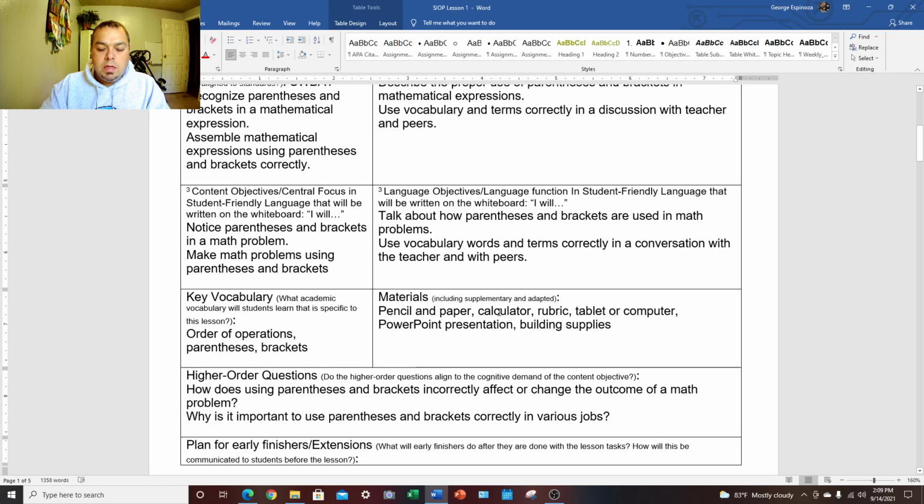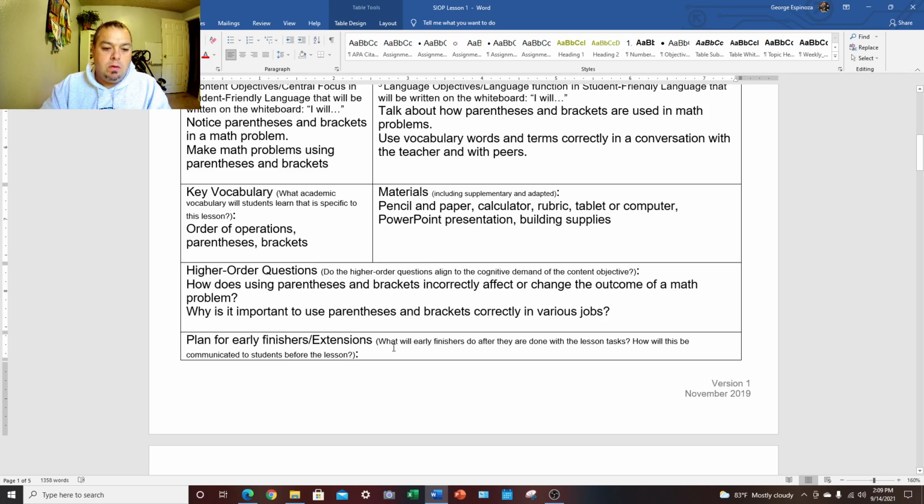But also, using a website called splashlearn.com, there is a pre-assessment that I believe happens in lesson 2 that they would do on their computer or tablet. In addition, I would use a PowerPoint presentation to show terminology such as order of operations, as well as non-linguistic representations. And then they also will need building supplies, which will be supplied by myself for the day 2 project.